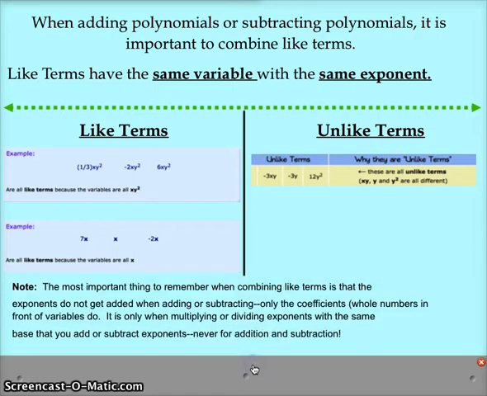The most important thing to remember when combining like terms is that the exponents never get added or subtracted. Only the coefficients, which are the whole numbers in front of the variables, get added or subtracted. Remember, when we multiplied or divided exponents with the same base, that's the only time we ever added or subtracted exponents, but never for addition or subtraction.